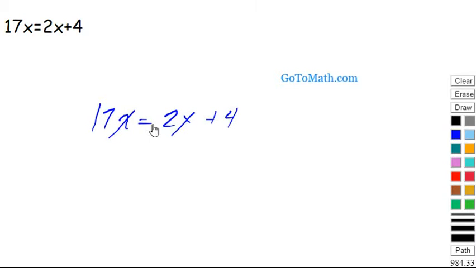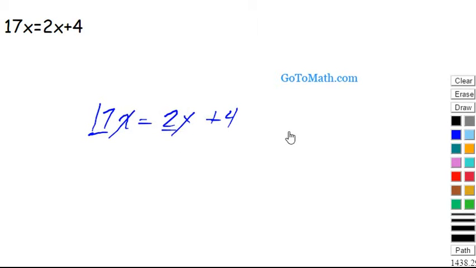So we have 17x is equal to 2x plus 4. Now we want to consolidate all of our x's to one side and get our constants over to the right. That's one of the first things. This coefficient right here, 17, is larger than this coefficient, and so that means we want to take this 2x and make it appear on this side of the equation.